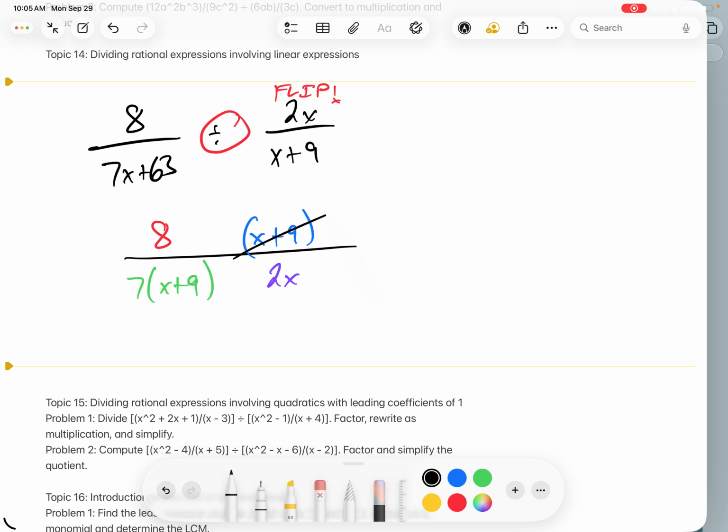So now x plus 9 cancel out, and I have 8 and 14x. You can divide both those by 2, so it would be 4 over 7x. All right, divide by 2, divide by 2.